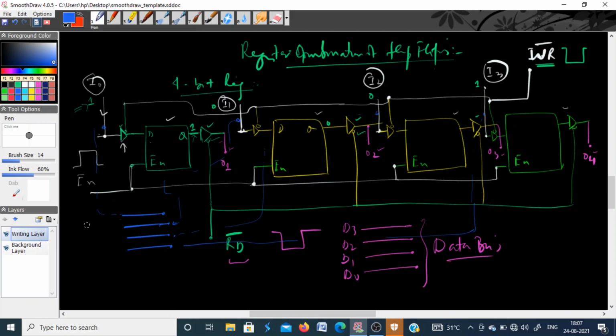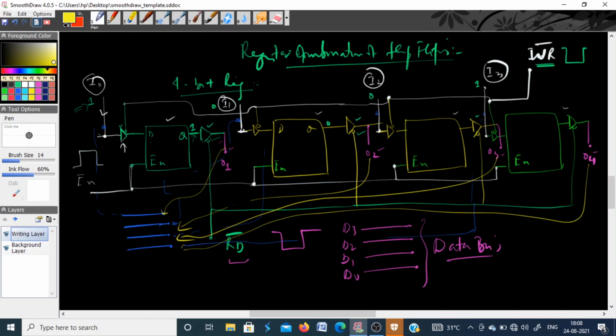It means that at a time either the input lines must be connected to the databus, or the outputs must be connected to the databus. Similarly, the 4 inputs of this register will be connected with the databus, and at the same time, all 4 outputs should also be connected with the databus: output 1, output 2, output 3, and output 4.